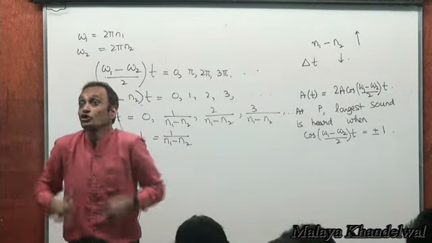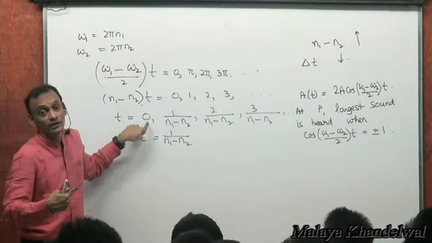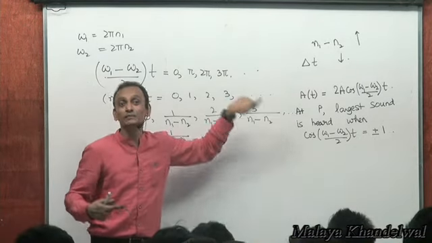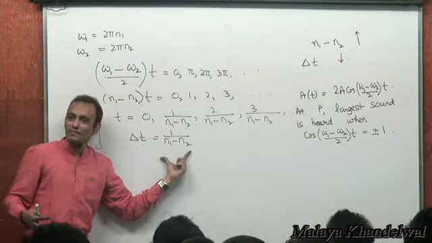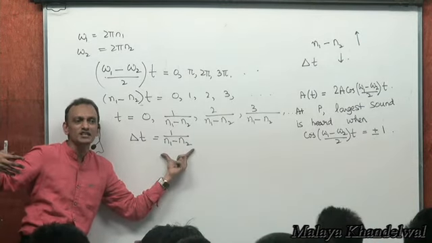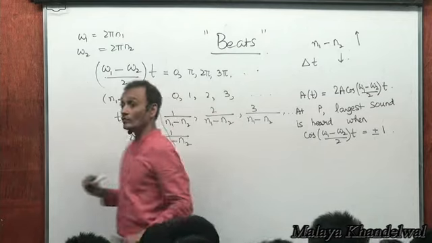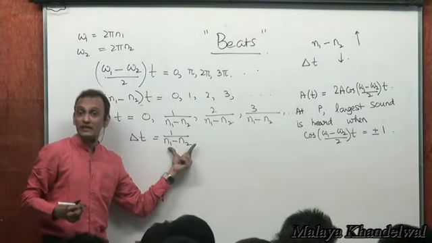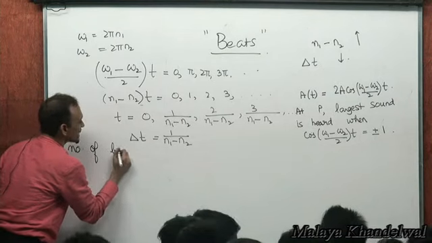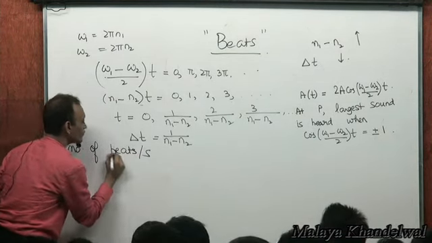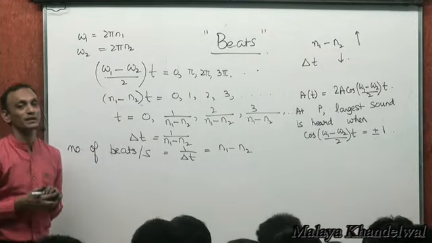And each large sound is called a beat. There is a large sound produced at this instant, that's a beat. At this instant, another beat, beat, beat. So these are beats. The interval between two successive beats is 1 by N1 minus N2. That's the time interval between two successive beats. The number of beats per second, therefore, is 1 by delta T, which is N1 minus N2. That would be the number of beats per second.